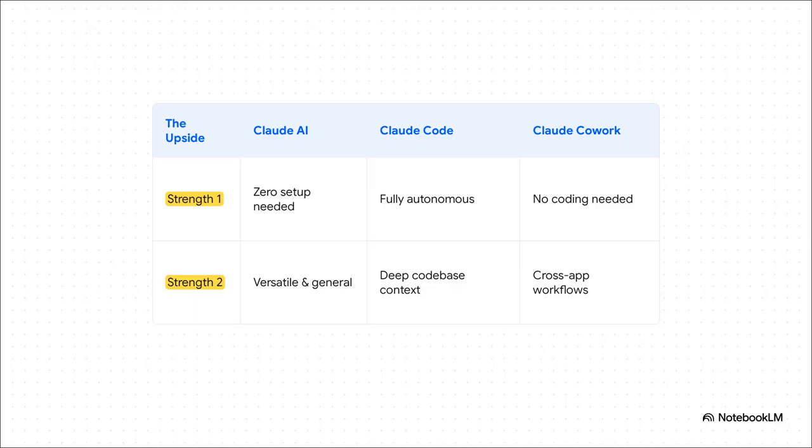Claude AI's big win is its simplicity. It's just so versatile and ready to go right out of the box. Claude Code's strength? Oh, it's that raw autonomy and its deep, deep understanding of entire code bases. And then Claude Cowork's magic is its ability to create these powerful automations without any coding. Each one gives you a totally distinct kind of power.